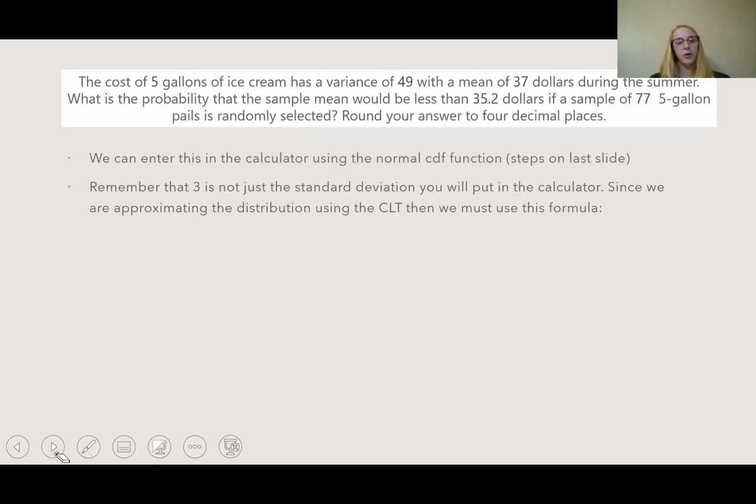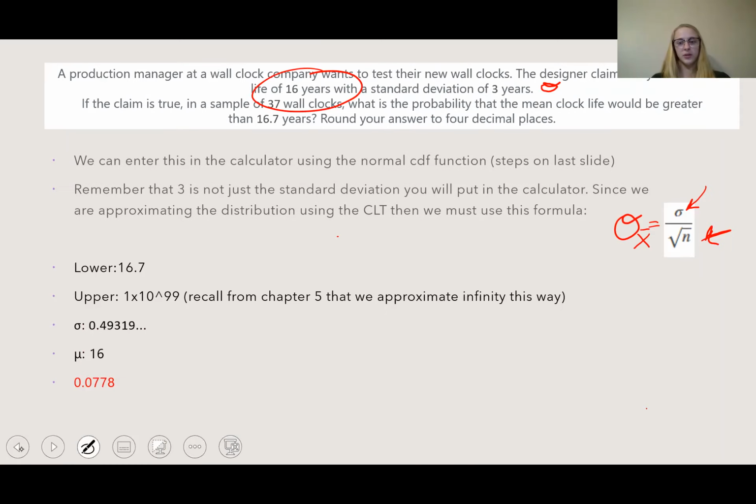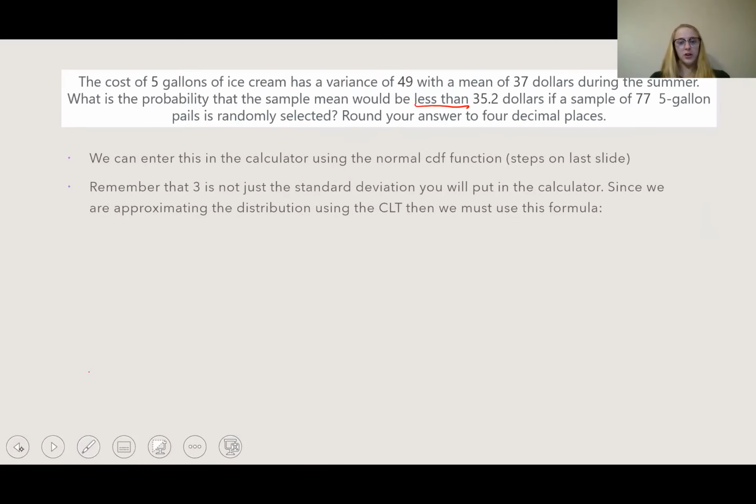Okay, next problem we have is very similar, but this one we're looking at less than. Last problem we wanted something greater than 16.7 years. Now we want something less than $35.2. So the cost of 5 gallons of ice cream has a variance of 49 with a mean of $37 during the summer. What's the probability that the sample mean would be less than $35.2 if a sample of 77 5-gallon pails is randomly selected? Again, round to 4 places.